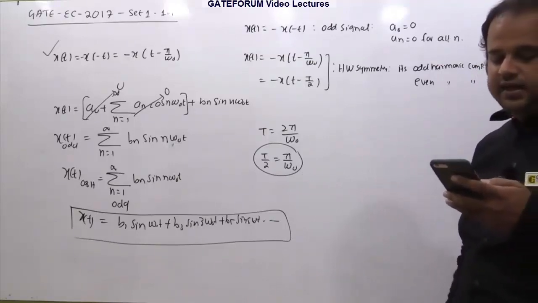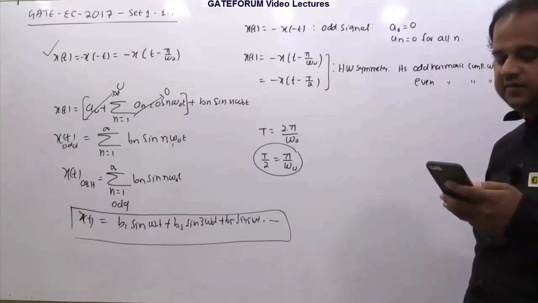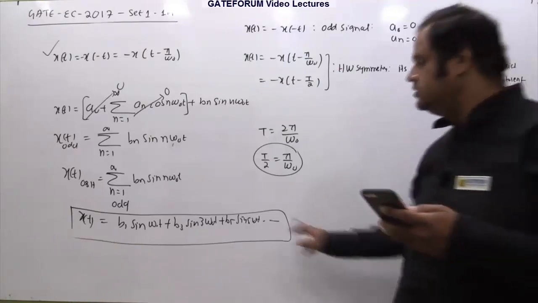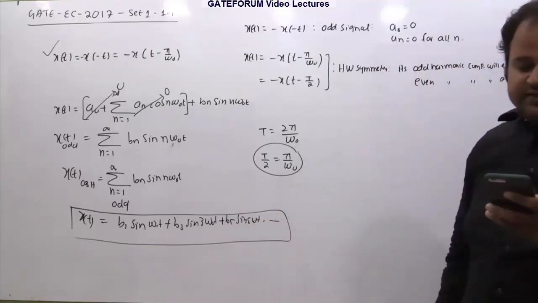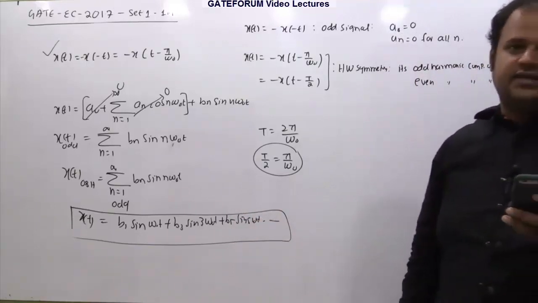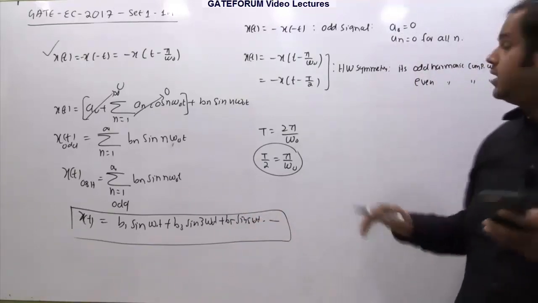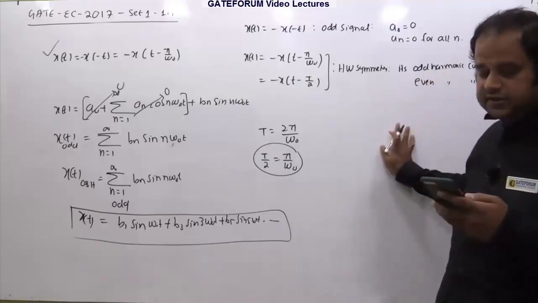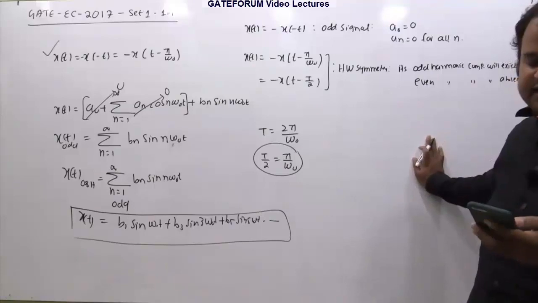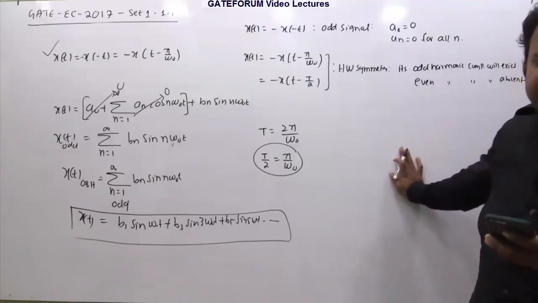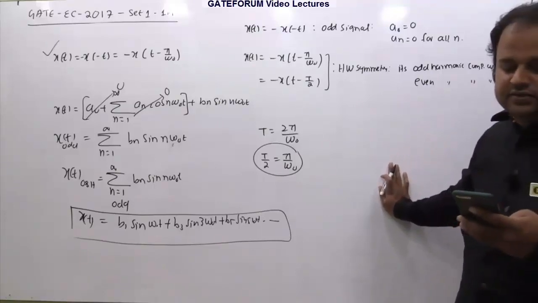Option B is telling an are 0 for all n, but bn are 0 for odd n. No, bn are non-zero for odd n. So option B is wrong. Option C is an are 0 for n even. So they are saying only for even n an is 0, whereas an is 0 for all n. So option C is also wrong. Option D, an 0 for odd n, again they are telling this selectively for certain values of n. So anyway, the answer will be A.